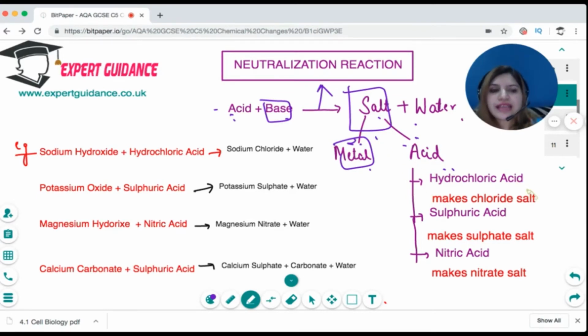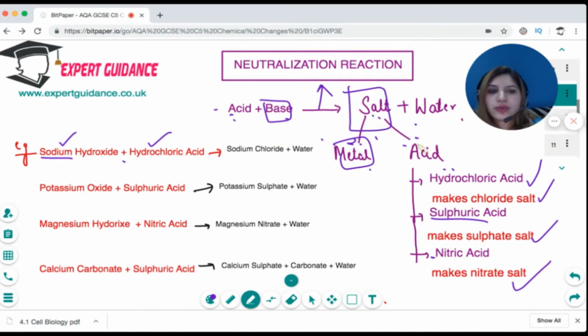So for example, if you're using hydrochloric acid, your salt name should end in chloride. If you're using sulfuric acid, it should end in sulfate, and nitric acid should end in nitrate. For example, sodium hydroxide is a base because sodium is a metal. So a metal hydroxide is a base, and with hydrochloric acid, it will form salt and water.